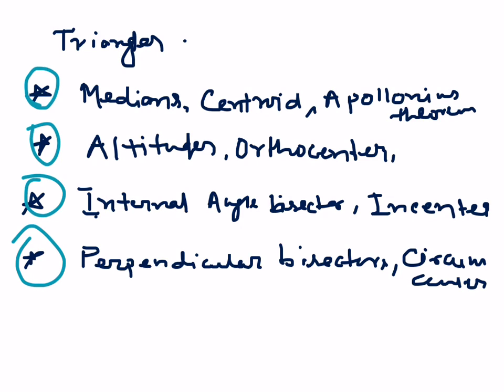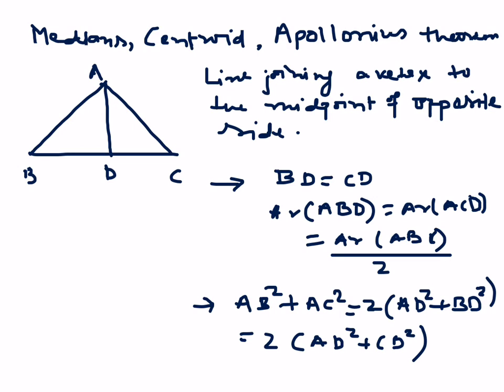So first thing first, start with medians. Median is what? If you draw a line joining a vertex, suppose here A, to the midpoint of the other side BC, the midpoint is D here, I will get a median. So it is a line joining a vertex to the midpoint of the opposite side. Obviously, the moment I join a median, BD will be equal to CD because these are equal parts. Area of this will be equal to area of this also.